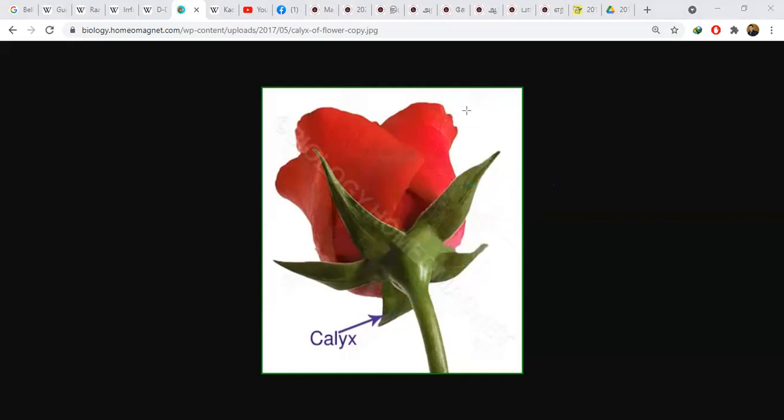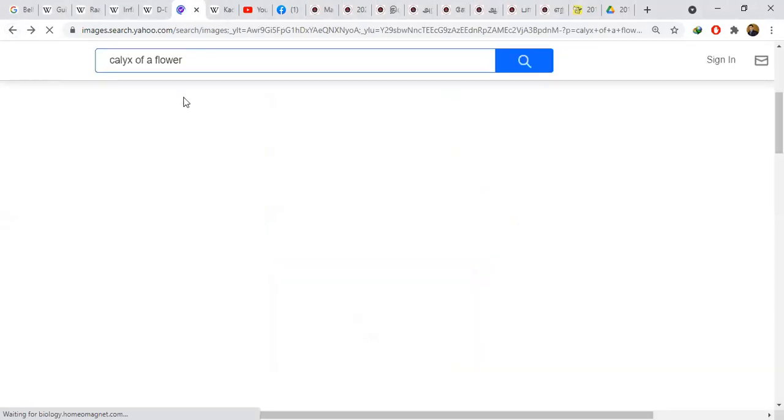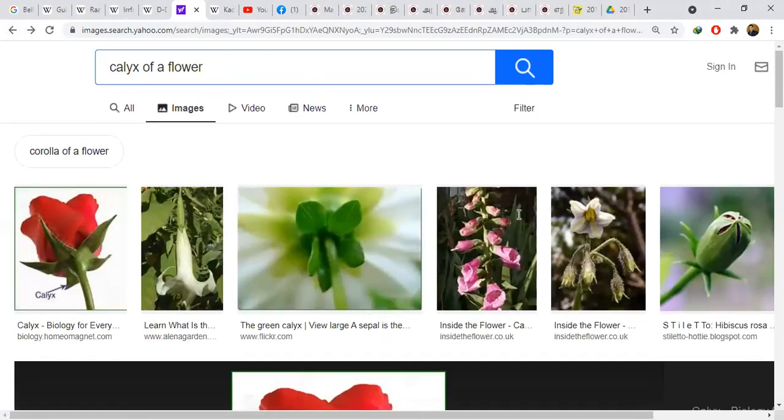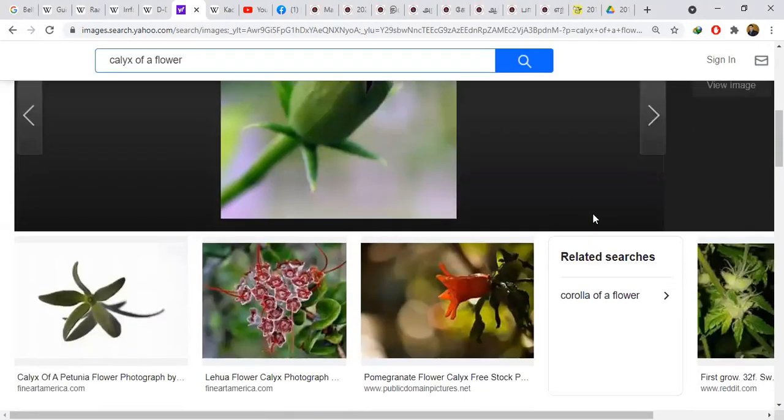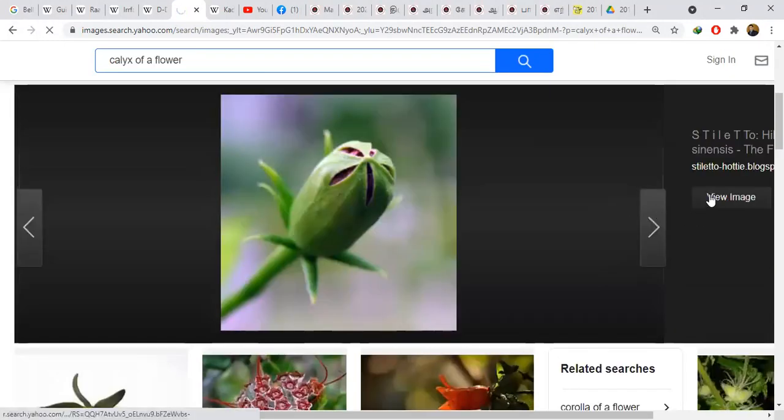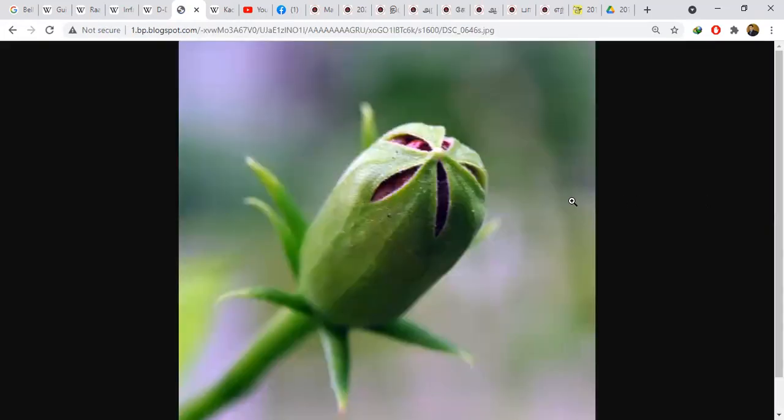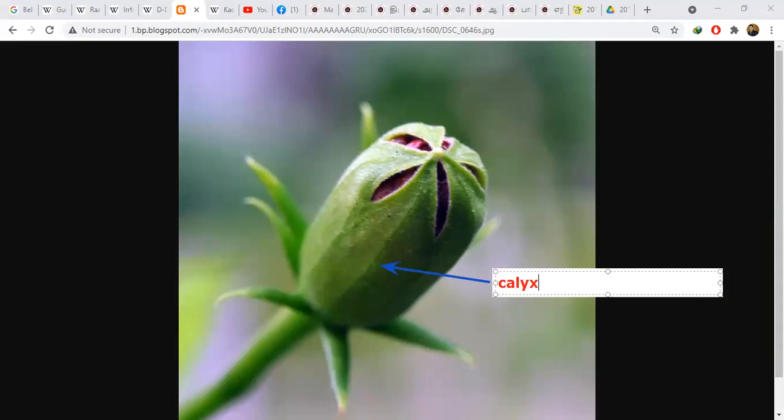Generally, calyx is green in color. The main use of calyx is there when it is a flower bud. You see here, this is a flower bud. In this place, the flower bud is externally covered by the calyx, all the things: sepals, petals, androecium, gynoecium. So it is protecting the parts.